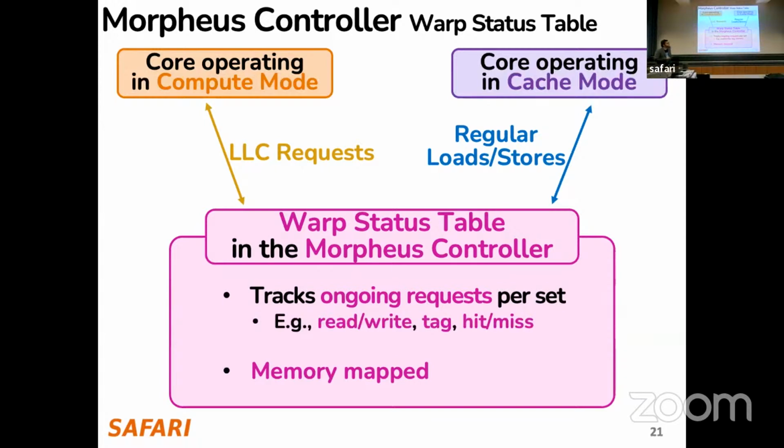So regular load and store instructions enable the core operating in cache mode to talk to this warp status table and interact with it. So for example, to answer a request, to send a response, it just writes into the warp status table: hey, by the way, this is the data of the cache block you requested, it's served now, it was a hit. Or if it's a miss, it would just set the bit there: I didn't find it. So this actually already handles the entire communication aspect of Morpheus.